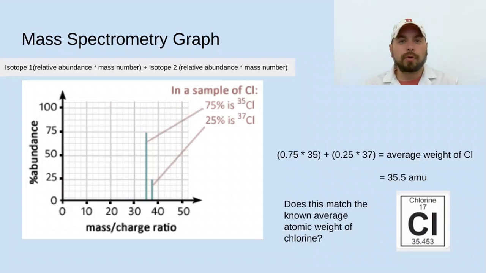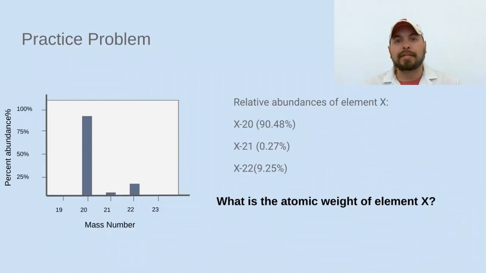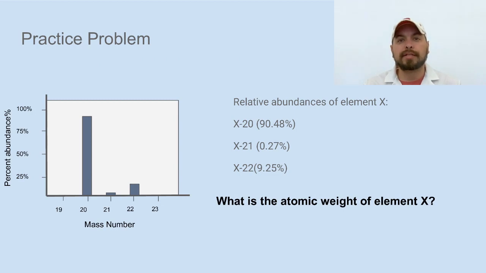I want you to do a quick practice problem here. Here I've got the mass spec data from a run of element X. There's no element X on the periodic table, so I'm just going to use this as an example. Element X has 3 isotopes, as you can see from this mass spec run. I want you to tell me what is the average atomic mass of element X. Go ahead and take a few seconds to calculate that and come back when you're done.